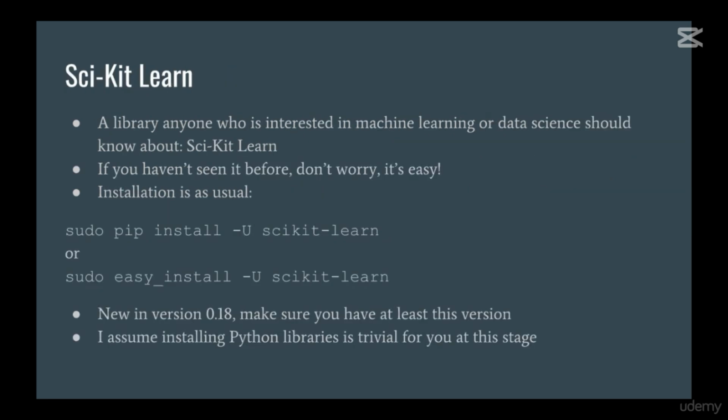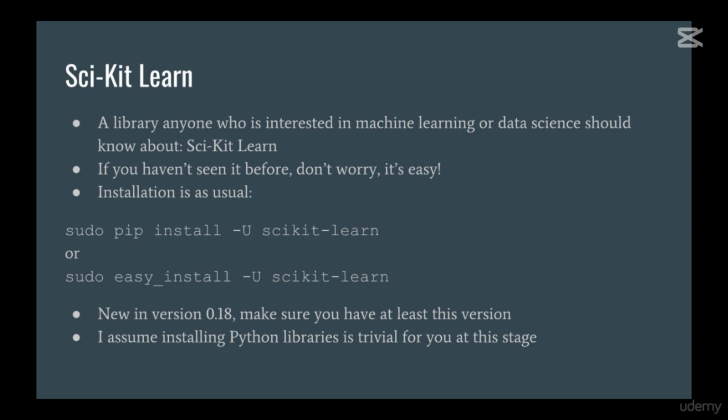So we talked about libraries. There is a library in Python that anyone who is interested in machine learning or data science should know about. That's the scikit-learn library. If you haven't seen it in another course of mine, that's fine. There isn't much to it. To install it, you just need to do sudo pip install -U scikit-learn or sudo easy_install -U scikit-learn. The -U is there so that if you already have it, then all it will do is upgrade.